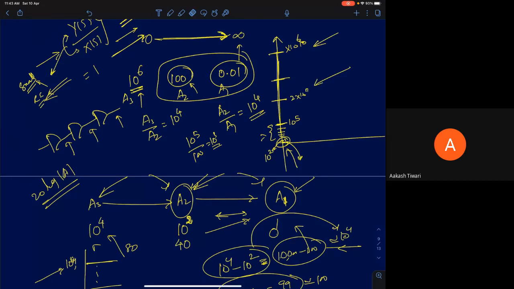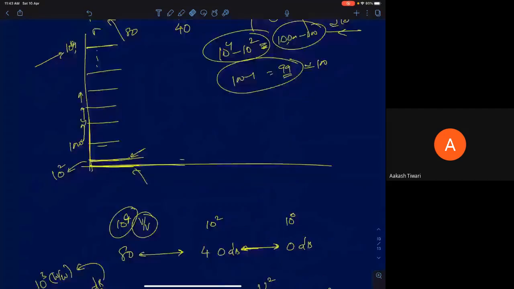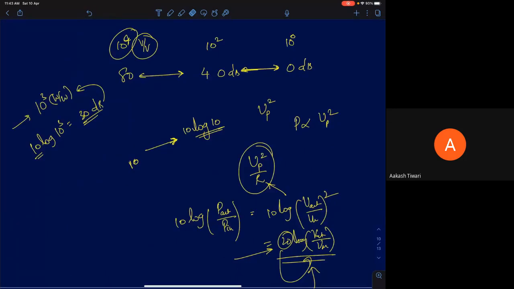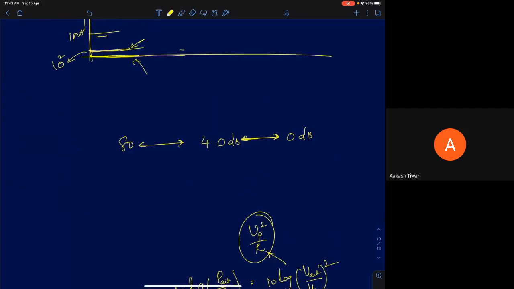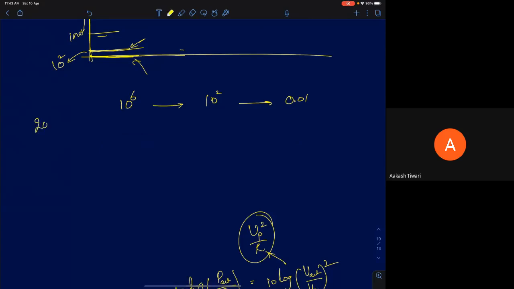That's where logarithms come in handy. Logarithms have a tendency, whenever you have large variations in functions, you can use logarithms to represent them. So now I have 10 power 6, 10 square, 0.01. Now let's take, I'll tell you later why, 20 log of gain, mod of AB. This is what we're going to do.